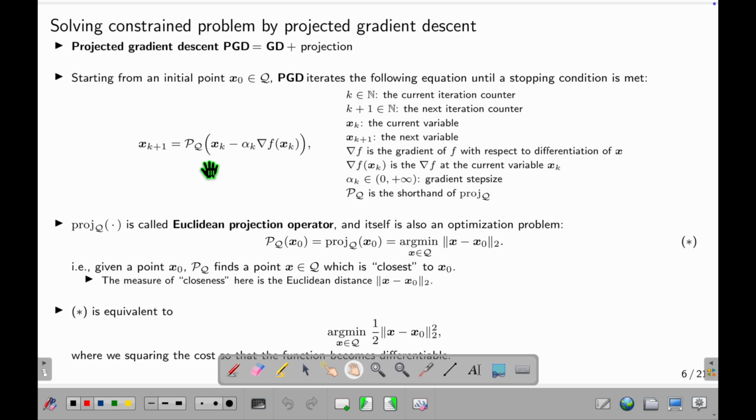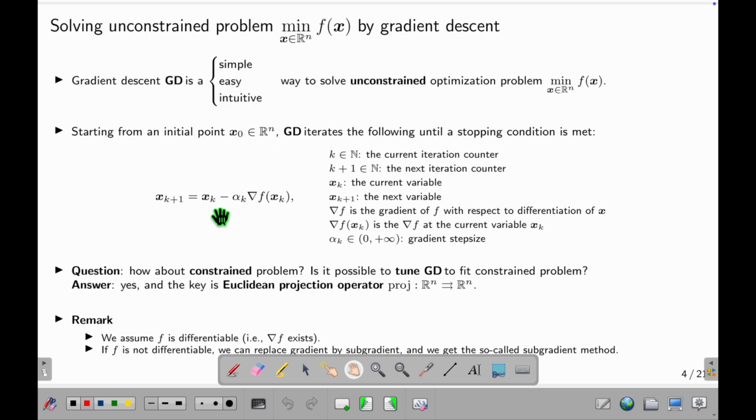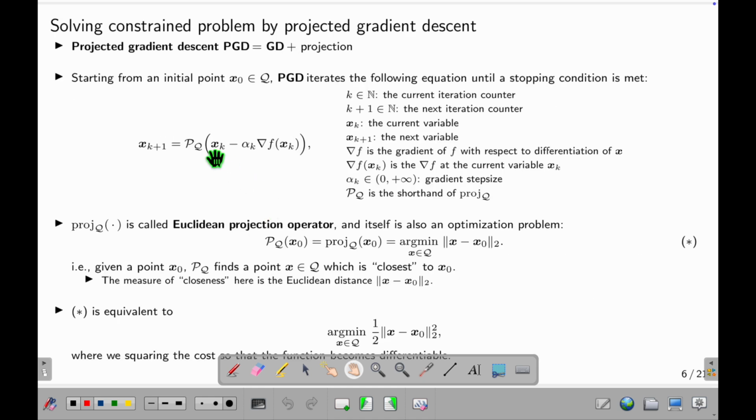So now this is the idea. What is gradient descent? Old point, step size, gradient. What is projected gradient descent? Old point, step size, gradient. After that, you project to Q. And that's it. So basically, projected gradient descent is just gradient descent plus a projection.